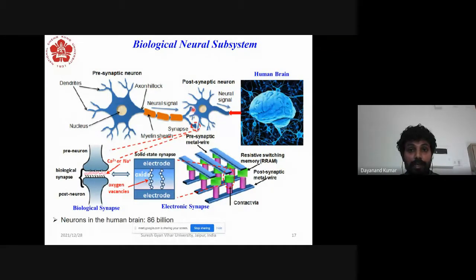If you can see here, this is the artificial synapse. This is the biological synapse. This is the tail of the presynaptic neuron, and this is the dendrite of the postsynaptic neuron. If you see here, this is the small gap. This is the interface. Interface means this is the synapse.